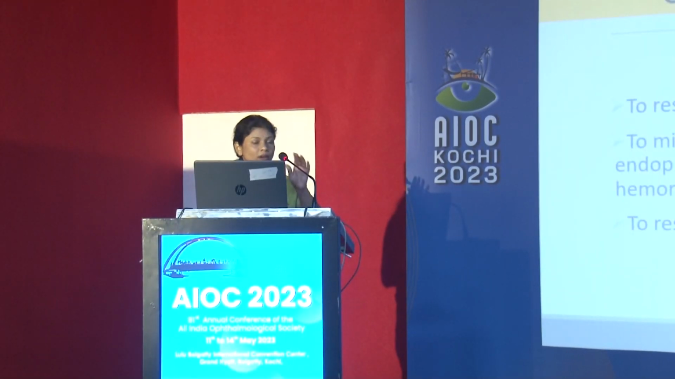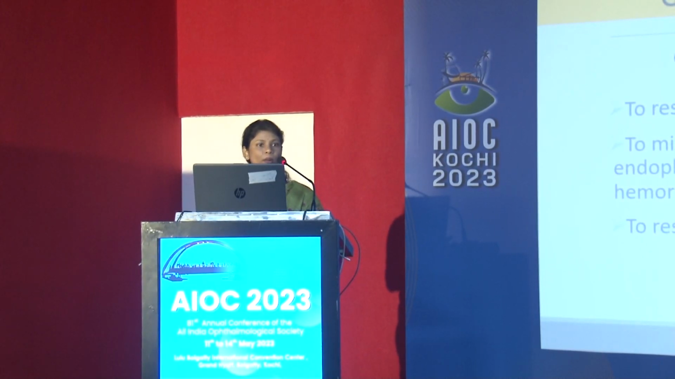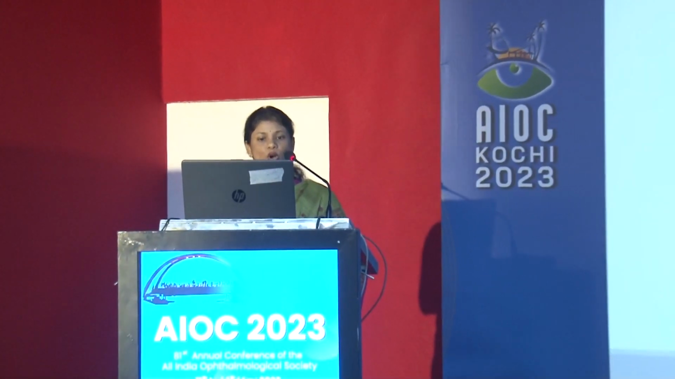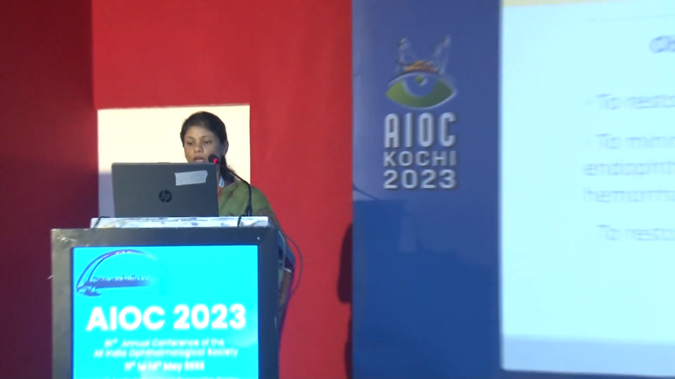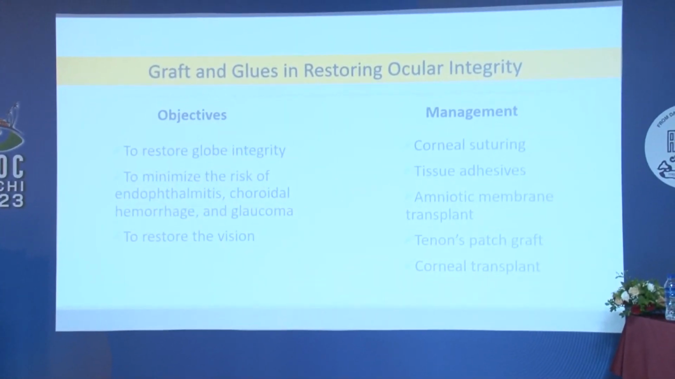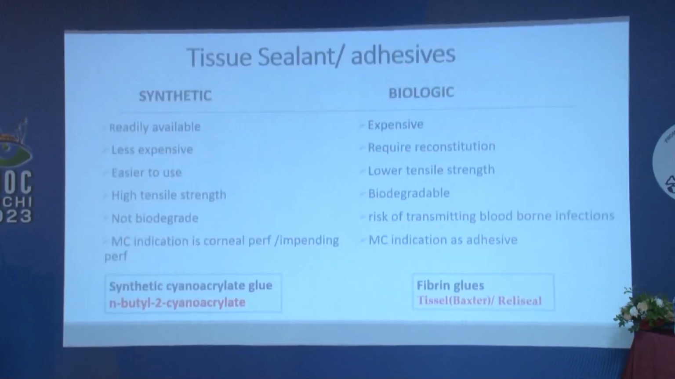The most common corneal emergency we face is corneal perforation or impending perforation or descemetocele. The first objective is to restore the globe integrity in these cases, and there are several management options for these corneal emergencies, like suturing, adhesives, amniotic membrane, Tenon's patch, corneal transplantation, and other different types of grafts. The majority of my cases were done during the COVID pandemic.